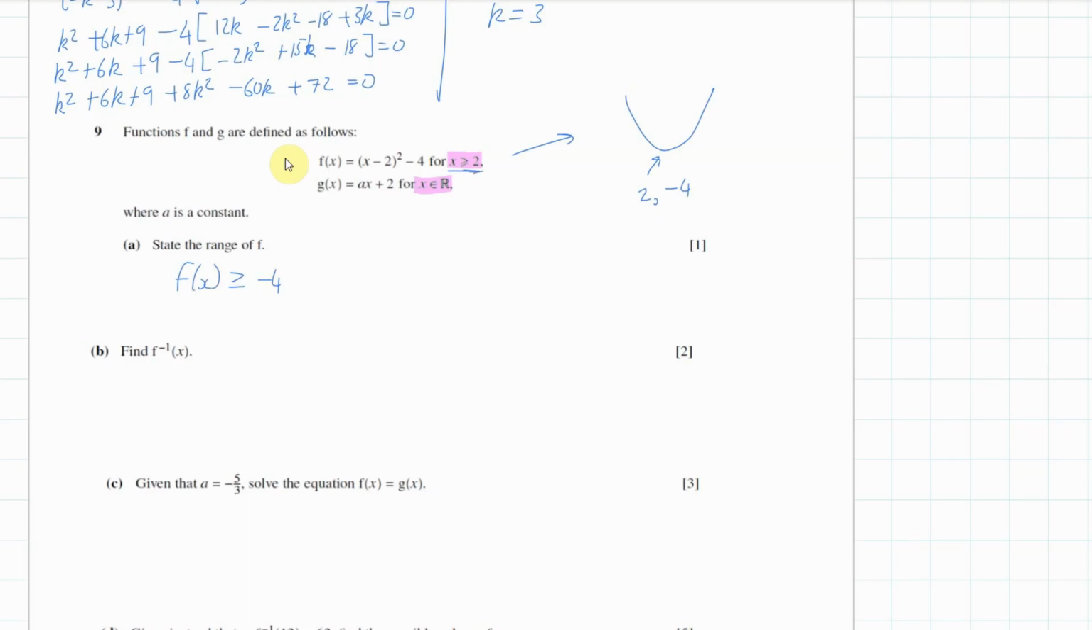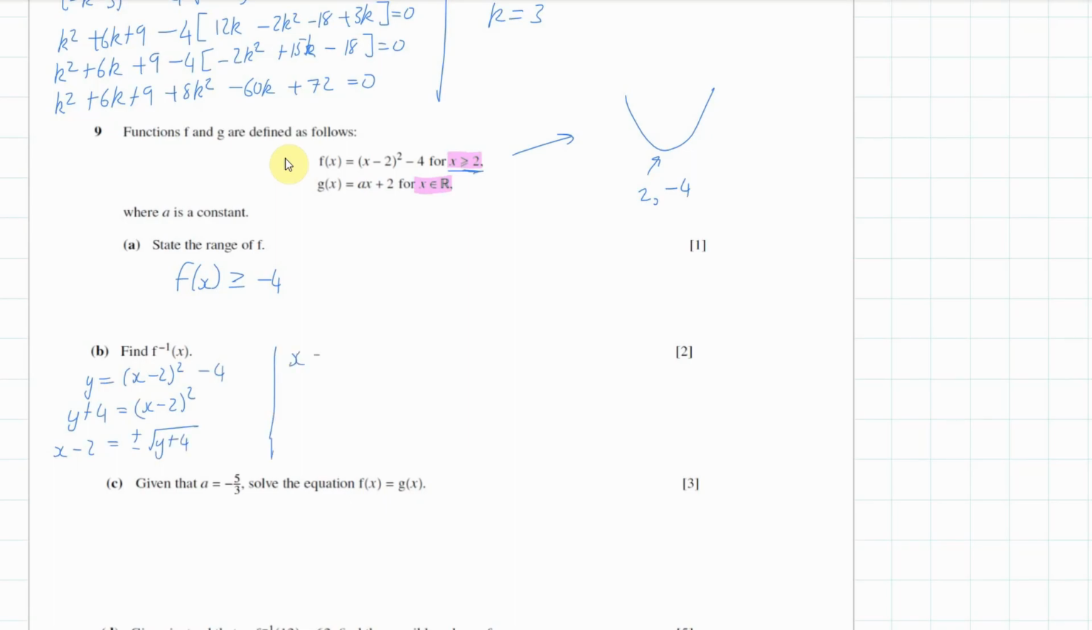Now we're trying to find the inverse function, so the steps I do is I write it as y equals, you want to use for quadratics the completed square version, which they've already given to us. I'm going to square root both sides, so I get x minus 2 equals plus or minus the square root of y plus 4.